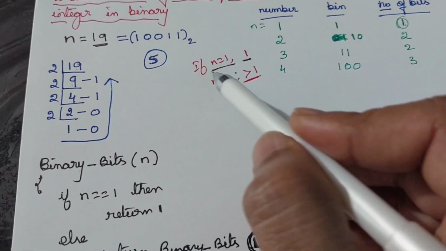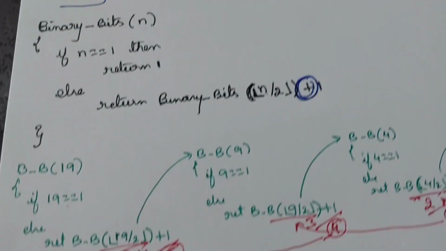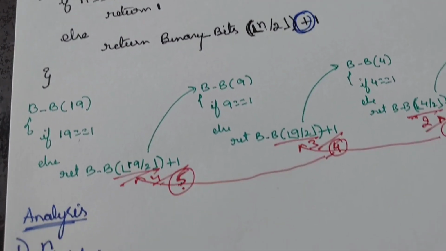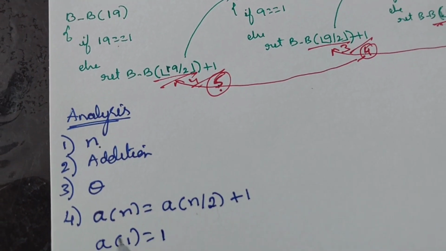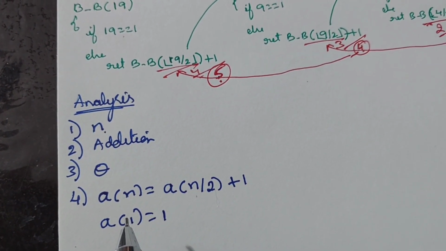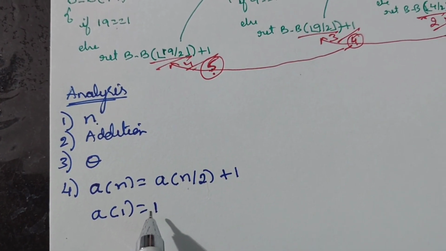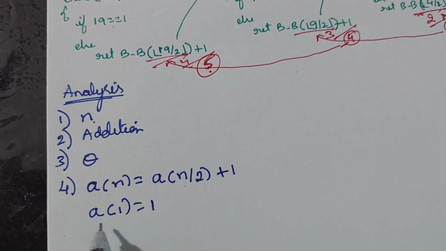So what is the initial condition? We know that if n is equal to 1, then a of 1 is equal to 1. That means if the decimal integer is 1, then the number of bits required is only 1. So this is the initial condition.